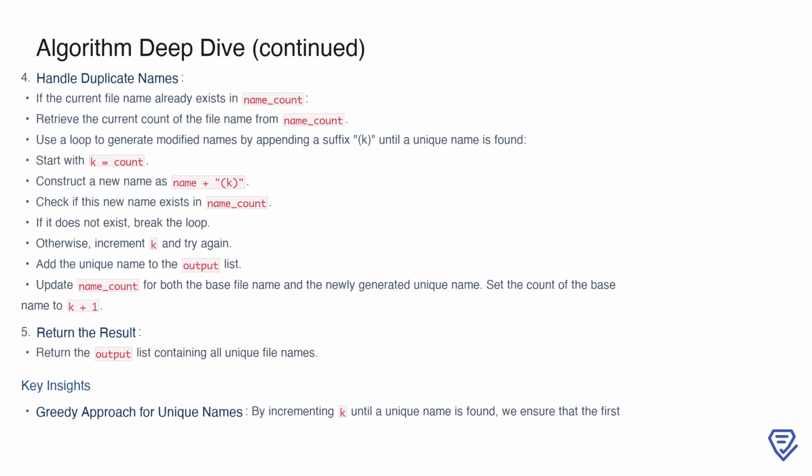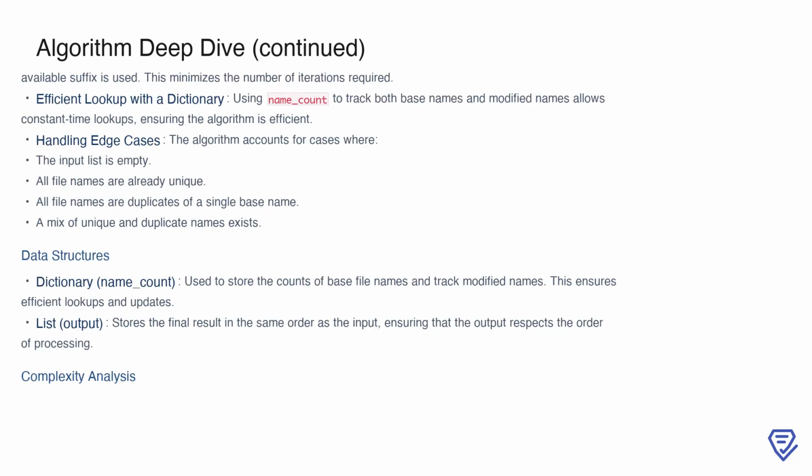Once a unique name is generated, we add it to the output list and update name_count for both the original base name and the new unique name. The count for the base name is also updated to reflect the next suffix that should be tried. Finally, after processing all file names, the output list, which contains all the unique file names, is returned as the result. What makes this algorithm efficient is its use of a greedy approach to resolve duplicates.